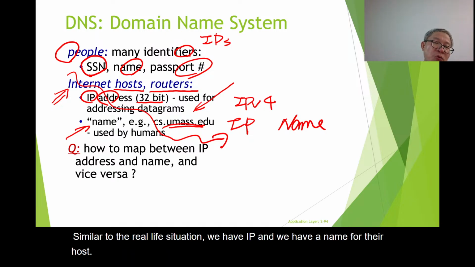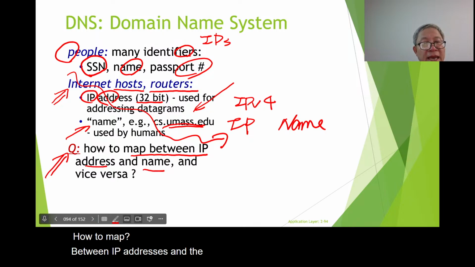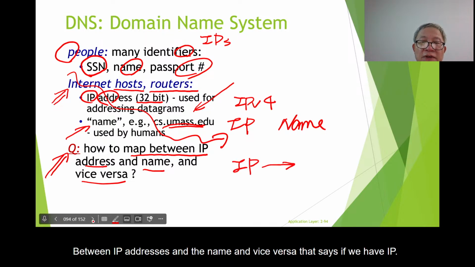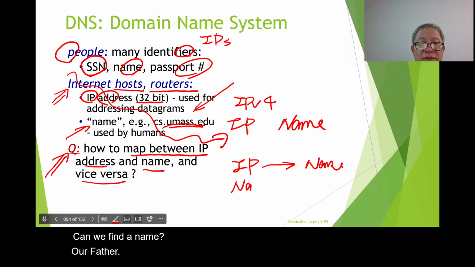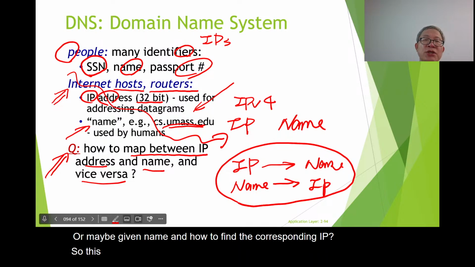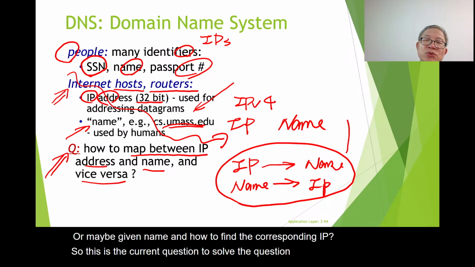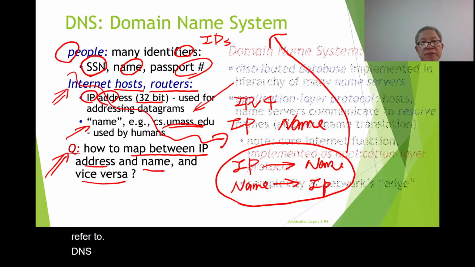And we have this kind of question. How to map between IP address and the name, and vice versa. That says if we have the IP, can we find the name of the host? Or maybe given the name, how to find the corresponding IP. So this is the current question. To solve the question, we need to refer to DNS, Domain Name System.